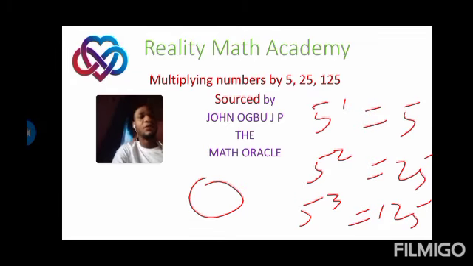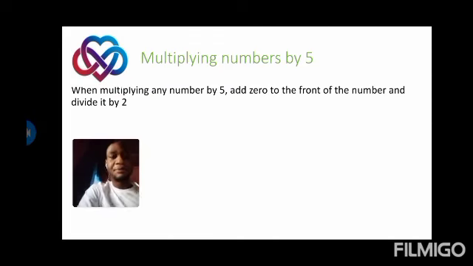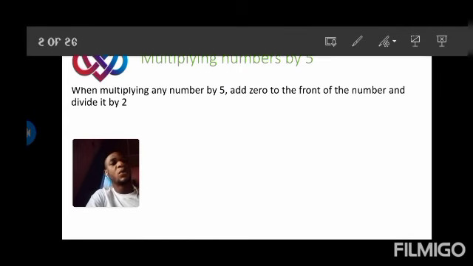So let's move to the first slide. Multiplying numbers by 5. Let's take a look at the rule. When multiplying any number by 5, add 0 to the back of the number and divide it by 2.